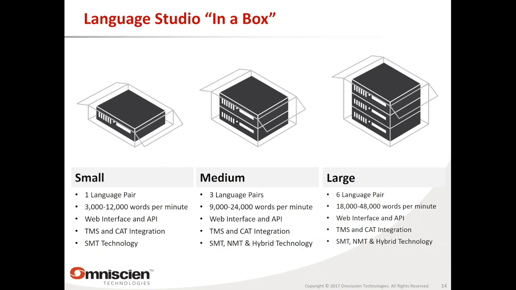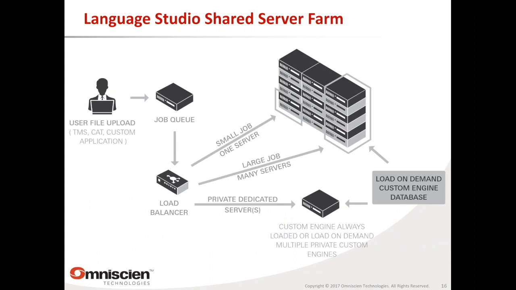The next is a new release for us. We have a Language Studio in a box. Now, Language Studio in a box comes in 3 different sizes: small, medium, and large. And depending on the functionality, the capability, and the scope of languages that you need for translation, you can pick the different sizes. So, for example, the small translates at somewhere between 3,000 to 12,000 words a minute, but it's running a single language pair and it's limited to SMT technology. Whereas medium and large can handle much higher volumes and is enabled for NMT as well as SMT.